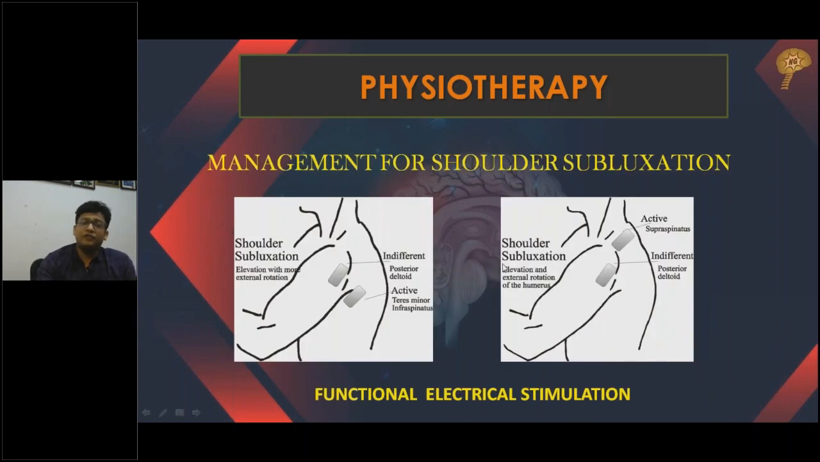Shoulder subluxation is a very common problem in stroke patients. Shoulder subluxation and shoulder pain. To prevent shoulder subluxation, if from the beginning in the acute stage the person is taking functional electrical stimulation, with electrode placement on the posterior deltoid, the teres minor, infraspinatus or supraspinatus, the chances of getting shoulder subluxation greatly reduce.